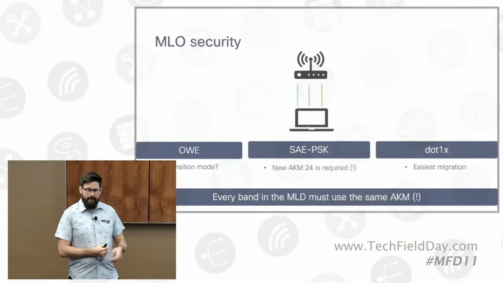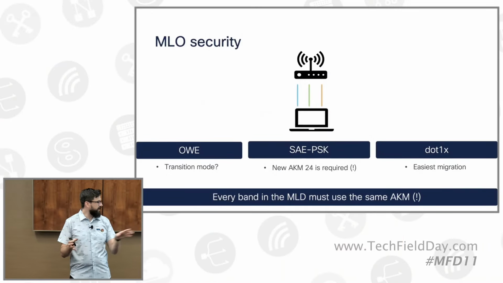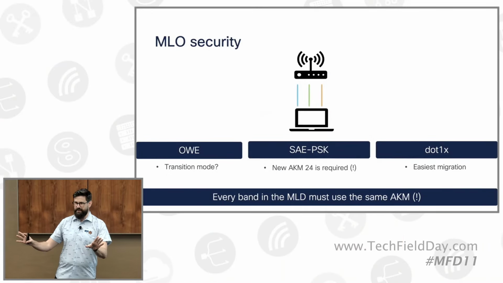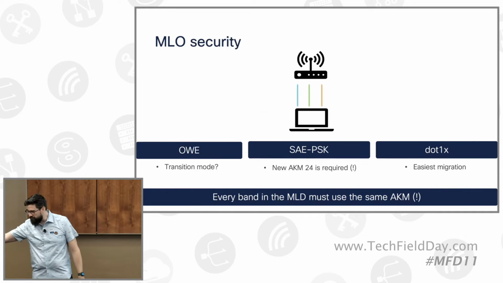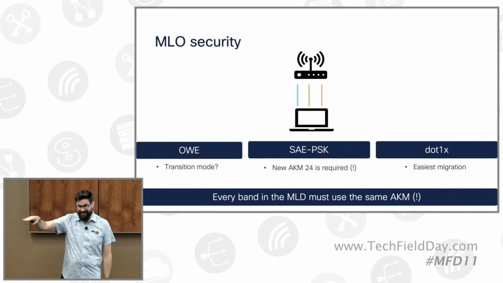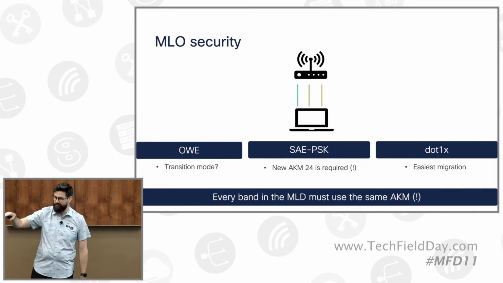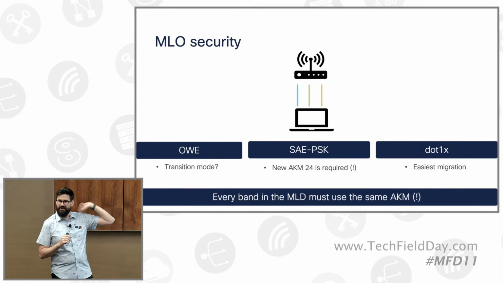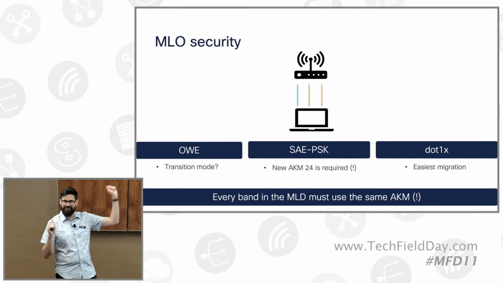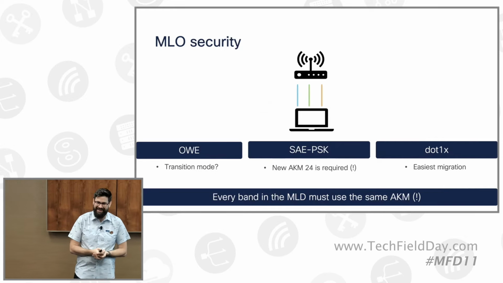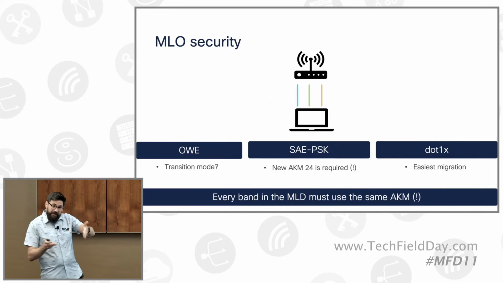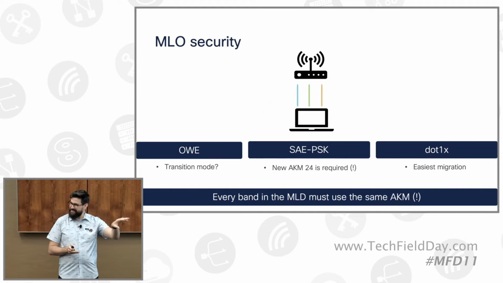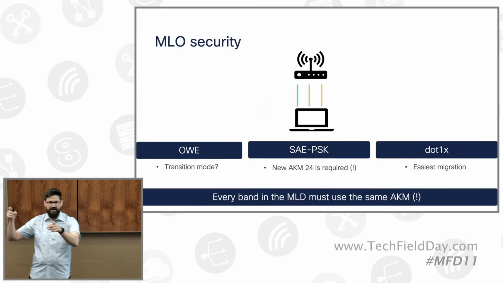Anyways, a few moments just on security. We talked about this a little bit last time. But every band on an MLD must use the same AKM from a client's perspective. So if you're a client and you want to be in 2.4, 5, and 6, you need a common AKM across them at the client level. Keep in mind, for SAE PSK, there's a new AKM 24 that you must support. Have fun. So that means potentially you need the same AKM on 2.4, 5, and 6.